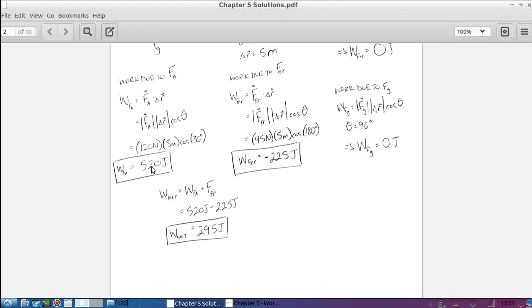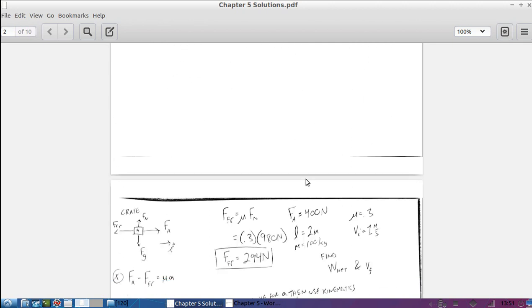Add the work up, 520 joules minus 225 joules. I've got a total work done of 295 joules. Again, work can be negative, so watch out for that. Just use your formula. Make sure you identify the appropriate angle between the vectors, all right? And that'll tell you whether it's positive or negative.